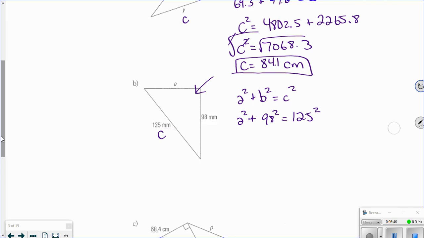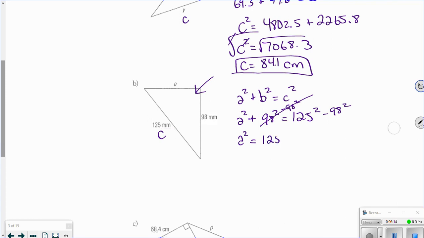Okay, they called it A, so I'm going to leave it like that in my formula. So a squared, I can rearrange this because I need my a squared by itself. So I'm going to do the opposite to what's happening. So it's a squared plus 98 squared. I'm going to subtract 98 squared on both sides. That lets this cancel out and my a squared is left by itself.